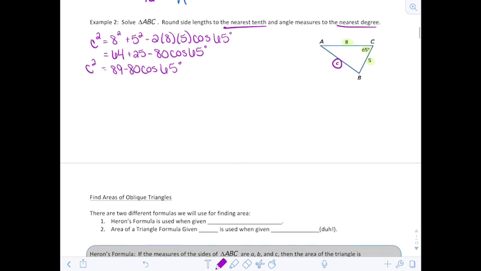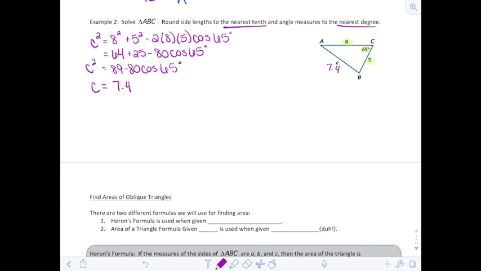So when you plug that in and you solve for C, so we take the square root of that, you're going to get 7.4 as our C value. So C is 7.4.